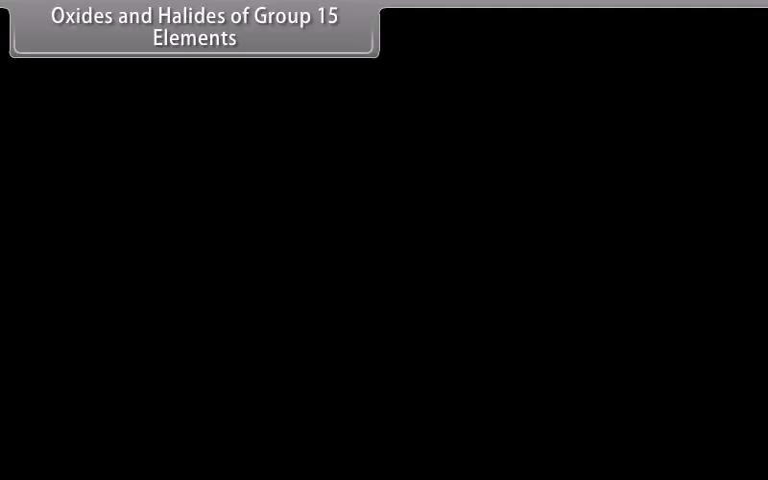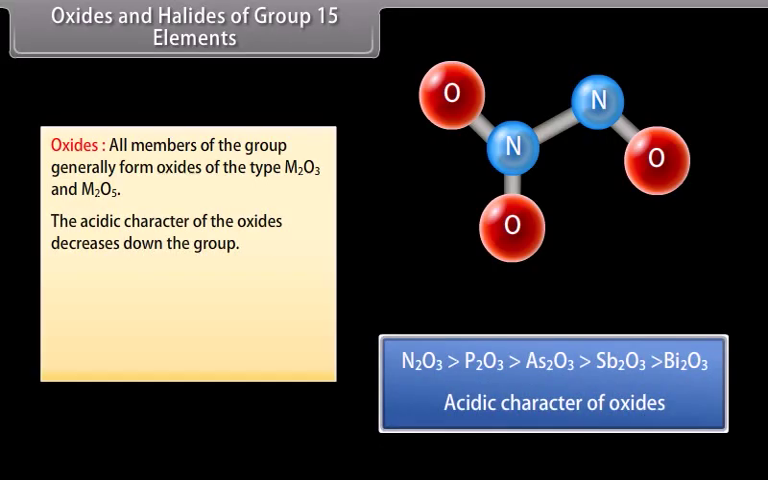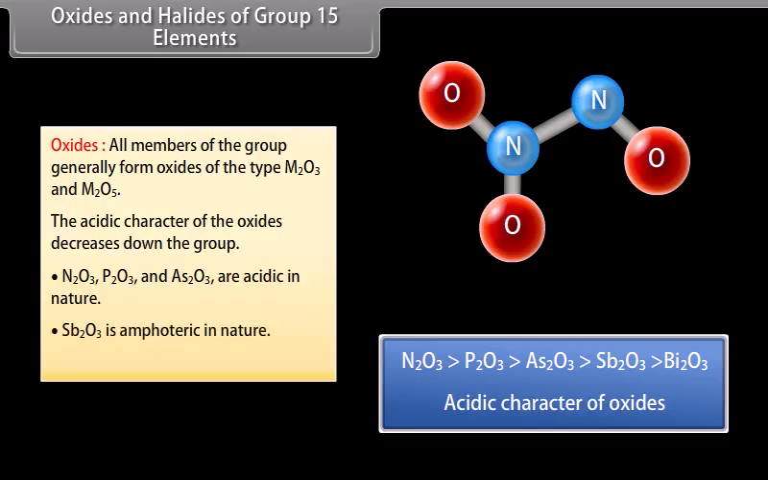Oxides and halides of group 15 elements. Oxides. All members of the group generally form oxides of the type M2O3 and M2O5. The acidic character of the oxides decreases down the group. N2O3, P2O3 and As2O3 are acidic in nature. Sb2O3 is amphoteric in nature. Bi2O3 is basic in nature.